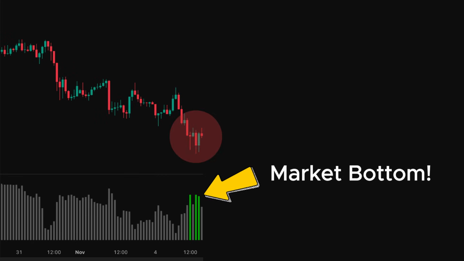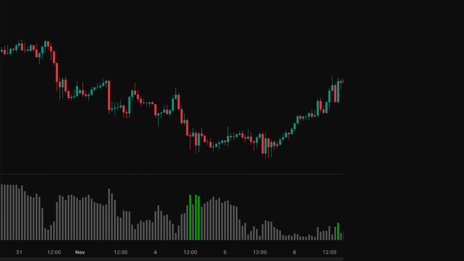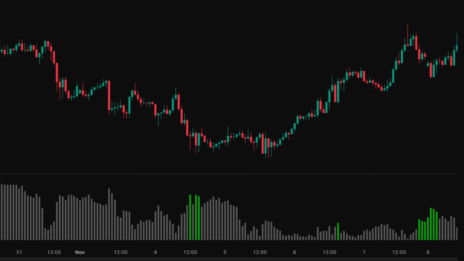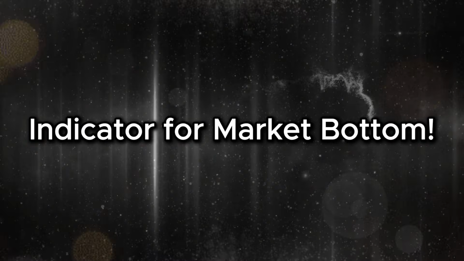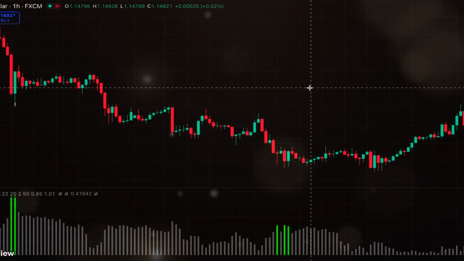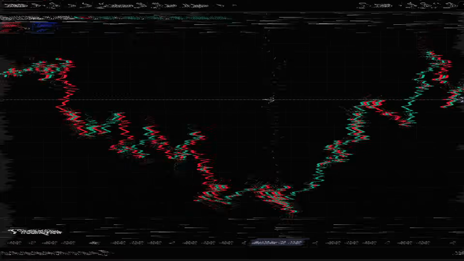Look at this chart. The indicator gave the signal that this is the market bottom, and after that, you can see how the price advanced and turned to an uptrend. In this video, I want to introduce an indicator that gives the signal of market bottom. I'm going to teach you how you can effectively use this indicator for trading, so make sure you watch this video until the end and let's get started.